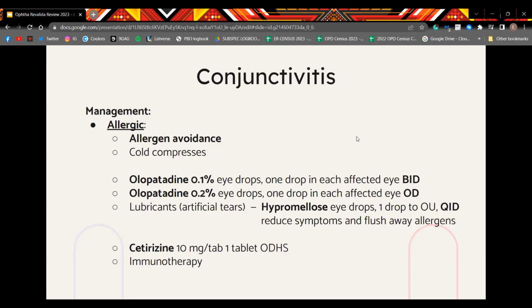Aside from that, you could also give the patient oral anti-allergy. So cetirizine, 10 milligram per tab, ODHs. If that fails, no, if chronic na yung allergic conjunctivitis ng patient, we could start the patient on immunotherapy. So this is done by an allergologist. So refer na lang sa allergologist for immunotherapy. So this is where you expose the patient dahan-dahan doon sa allergen niya until ma-desensitize na siya.